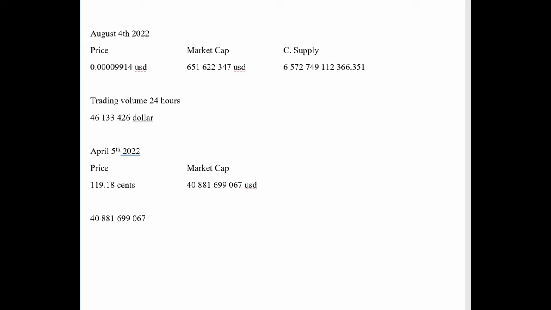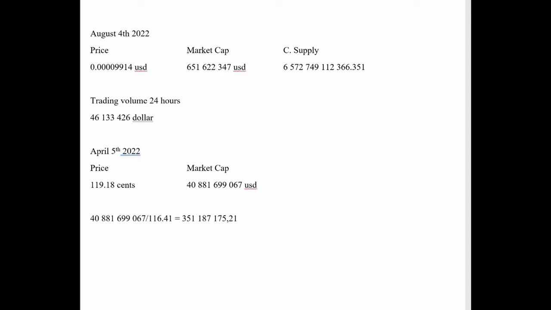Okay, so if we simply start by taking 40,881,699,067 divided by 116.41. Hold on, we are gonna calculate it together. 40,881,669 divided by 116.41. We get, this is about right, 351,000,000. So 351,187,175.21. That was the supply before the crash. I think everybody could agree on that, or something around these numbers.